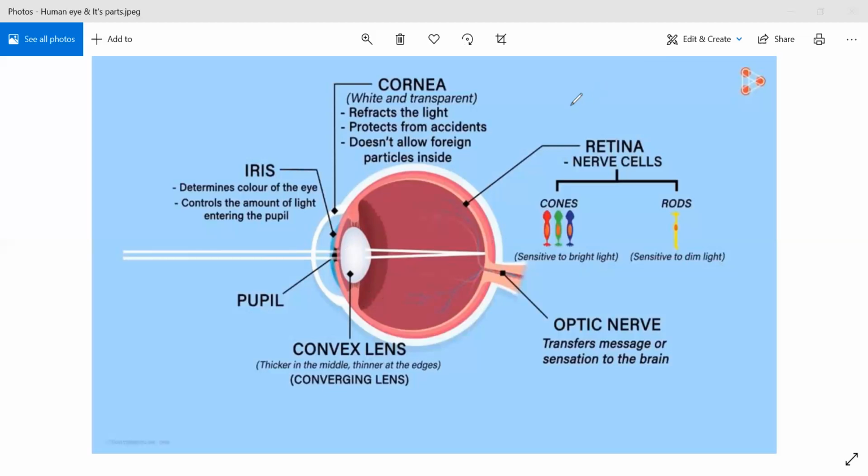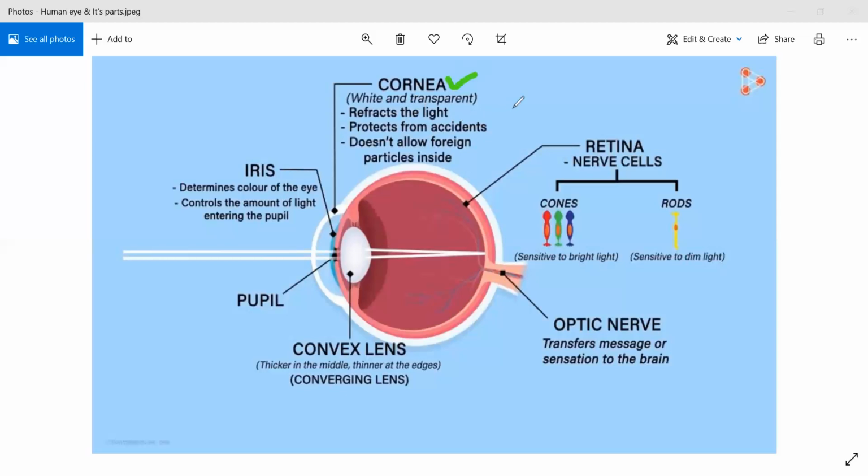As we can see in our eyes, there is a bulge-like shape that is white in color, and it is transparent. Actually, it is transparent. That place is called the cornea.